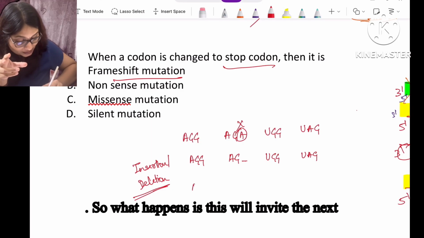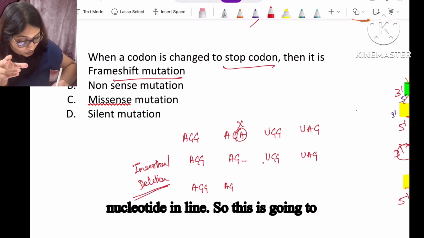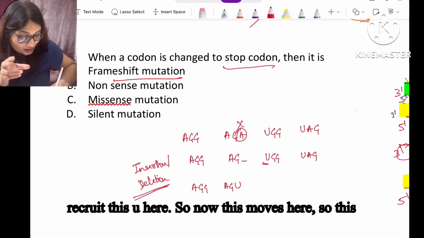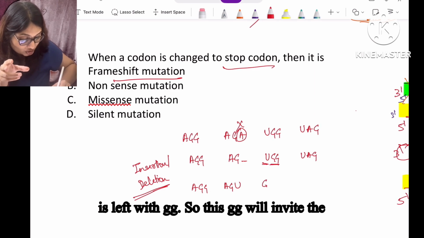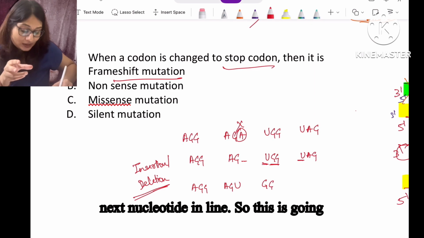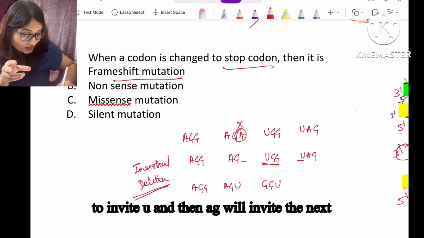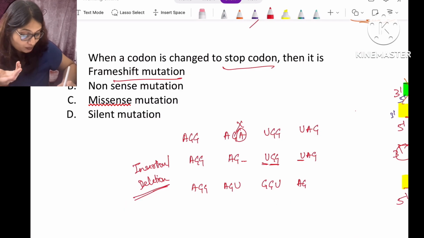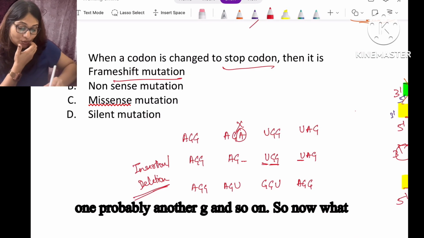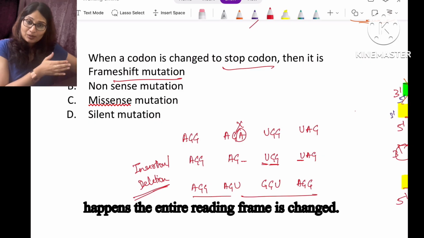So what happens is this will invite the next nucleotide in line. So this is going to recruit this U here. Okay, so now this moves here, so this is left with GG. So this GG will invite the next nucleotide in line. So this is going to invite U, and then AG will invite the next one, probably another G, and so on. So now what happens? The entire reading frame is changed.